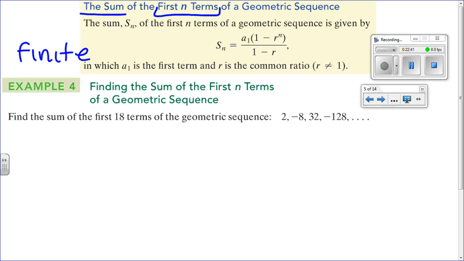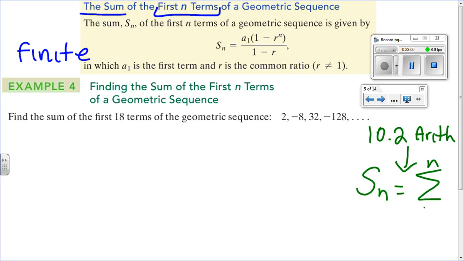So in this case, we're going to look at two types. Well, let me go back a little bit. In section 10.2, which was arithmetic sequences, we only looked at the sum of a finite sequence, for example, the first 100 terms or the first 20 terms. When we look at geometric, we're going to look at two formulas, one for finite and one for infinite.